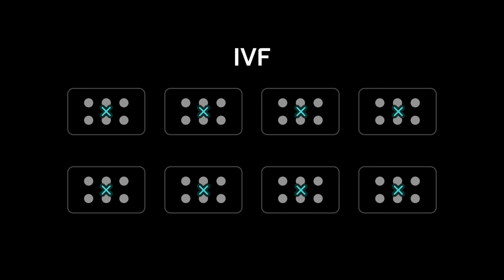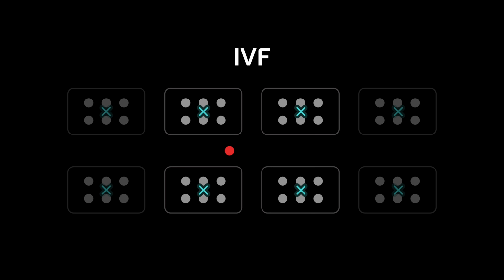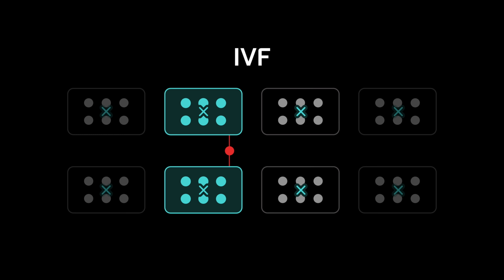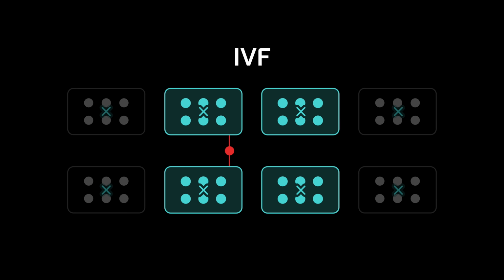IVF search happens in two stages. First, the query is compared against the centroids, which is cheap because there are far fewer clusters than vectors. That identifies the most relevant clusters to search, and then IVF searches within a subset of those clusters controlled by the nprobe parameter. Lower values search fewer clusters for faster results, while high values search more clusters to improve recall at the cost of increased latency.